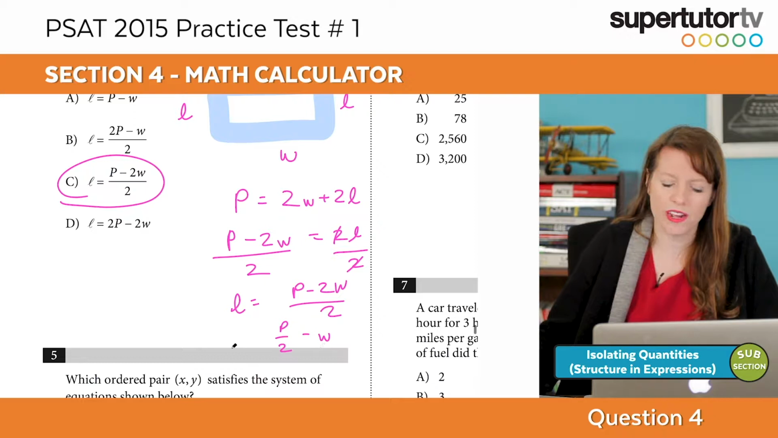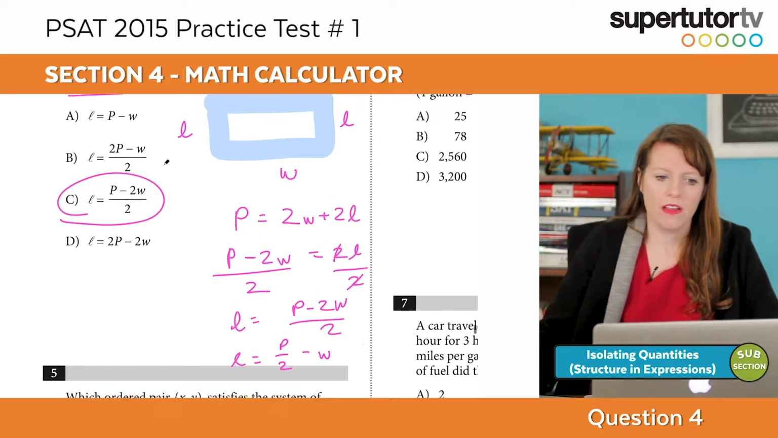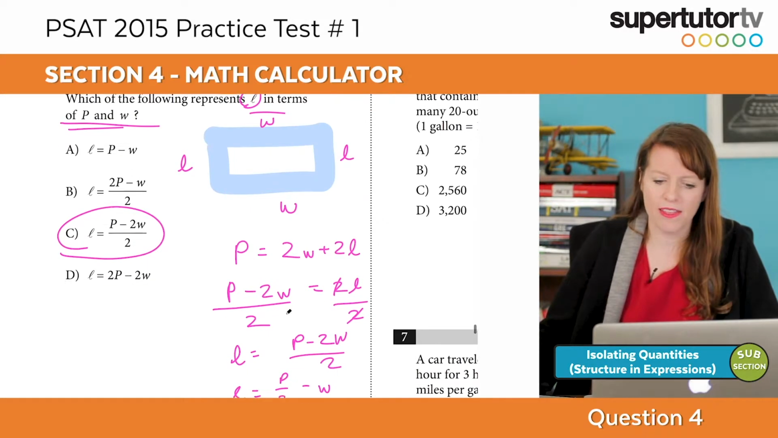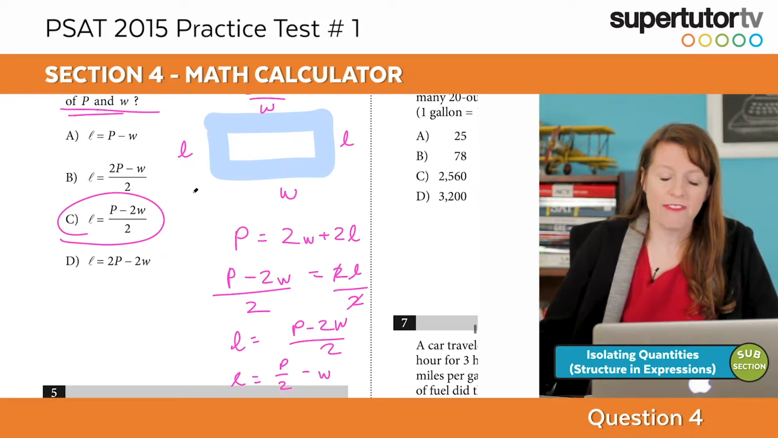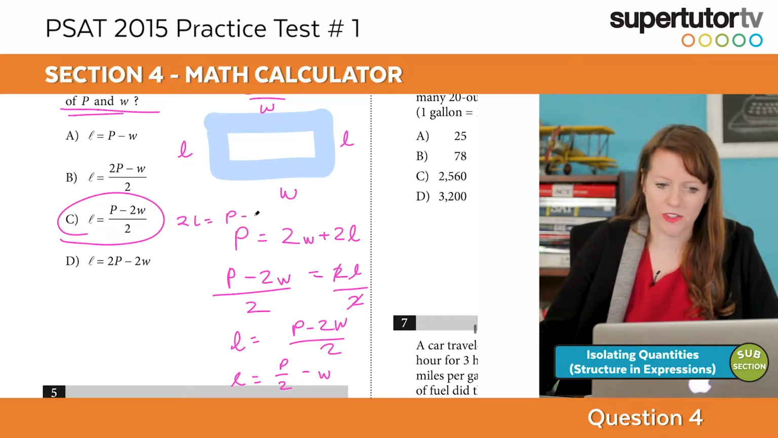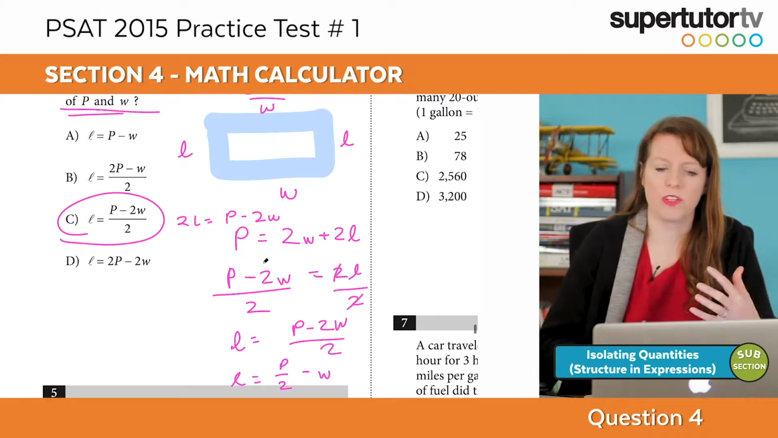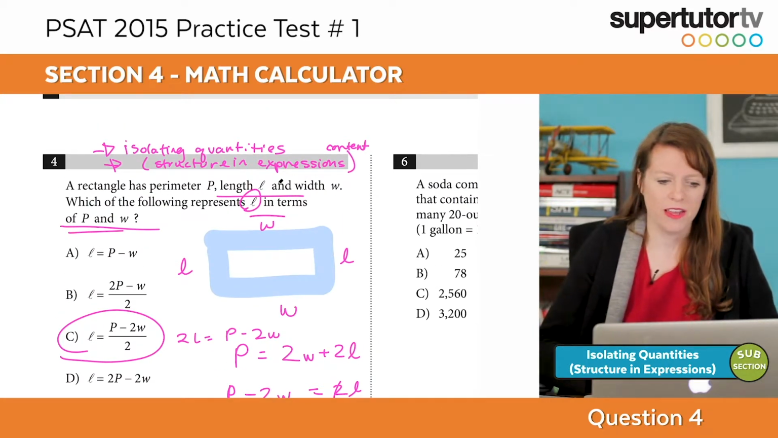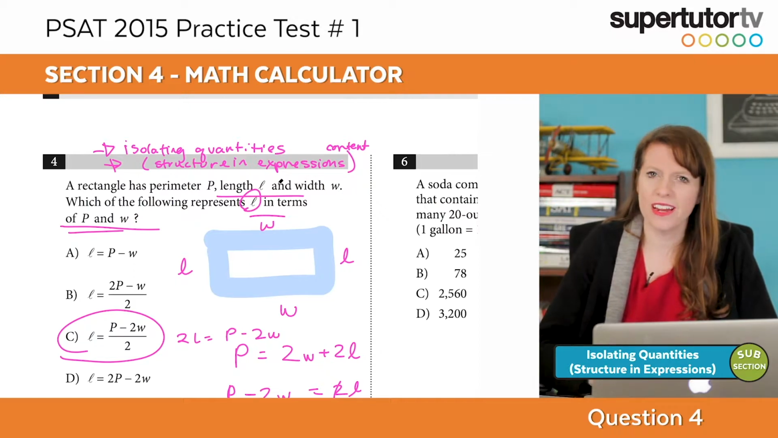So if you got all the way down here, maybe you just went too far. I always like to stop at a certain point when I start to see things that look similar and see if that's there. If it's not, then I might have to manipulate a bit more. If you still can't figure it out, the other thing you can do is you can use these and you can go backwards, right? So I can make this 2L equals P minus 2W, right? And then I could work backwards. So that's another way to deal with isolating quantities problems in case you get stuck. But hopefully you guys understand that C is the answer. It's not as hard as it looks.